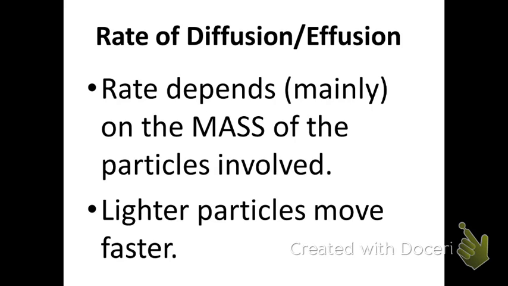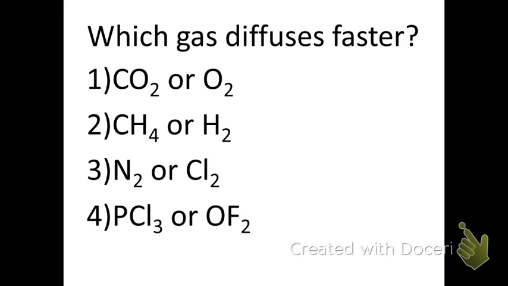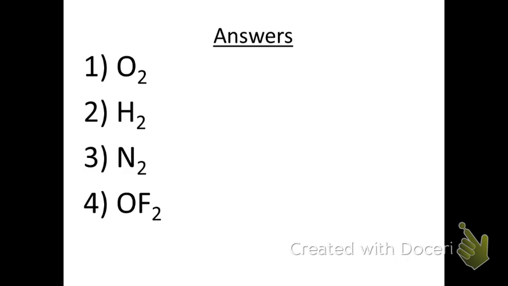Here's where you're going to need your periodic table. So based on molar mass, which of those gases in each pair will move faster? Go ahead and make your choices and check your answers on the next slide. So hit pause, choose an answer for each of the 4 questions, and then replay the video. The answers are based on the lighter molar mass.